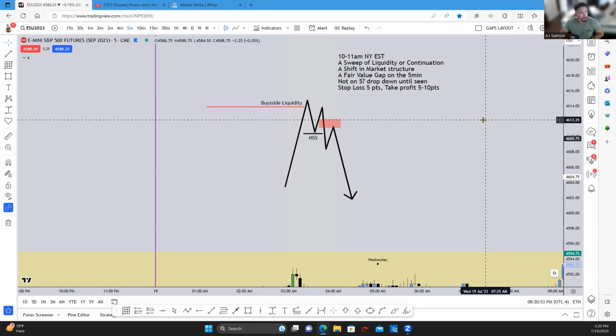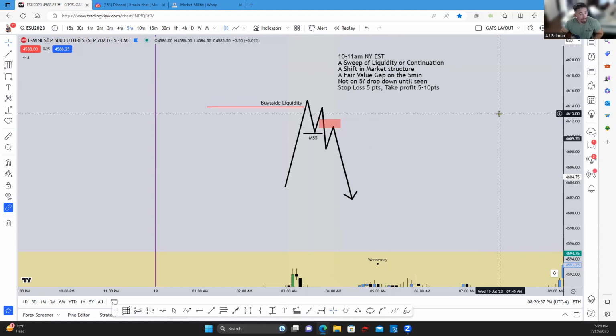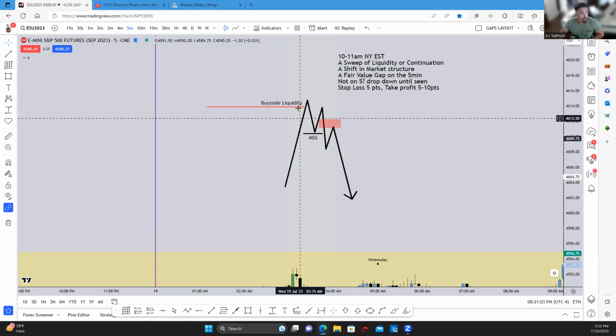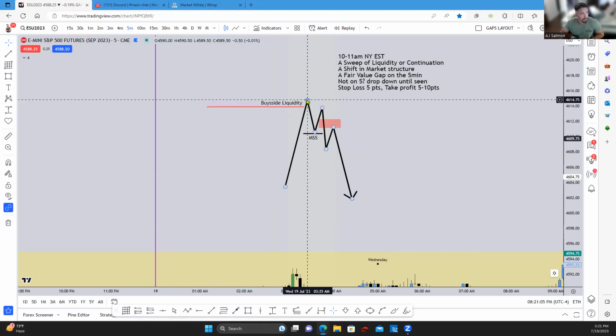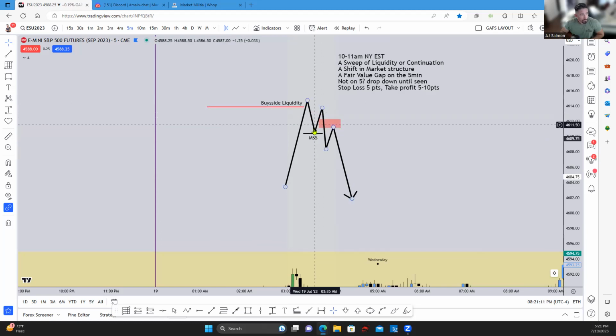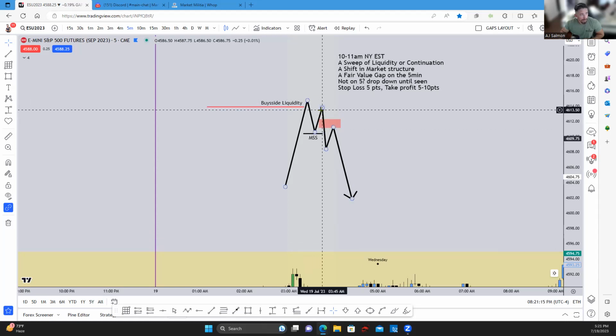We're going to be waiting for a sweep of liquidity, or it can also be a continuation, depending on how price action delivers it to us. Then we're going to be looking. So we have our buy side liquidity here. If you look, we got swept. Then we're looking for a failed swing high, kind of this M pattern, failed swing high.